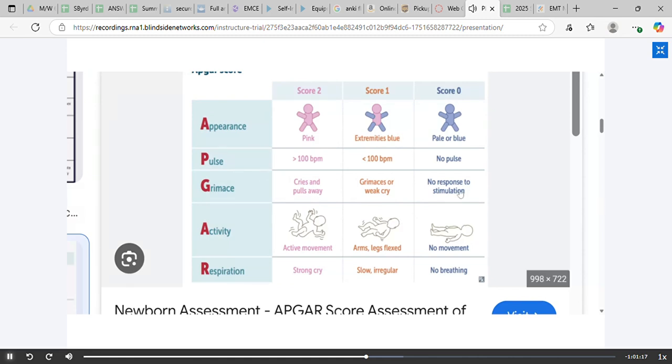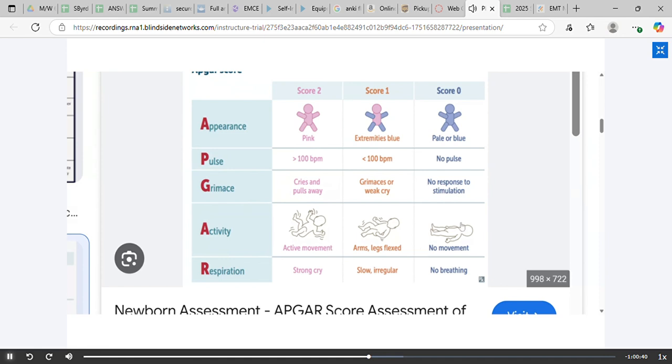G stands for grimace. Okay, grimace, 0 is going to be no response to any kind of stimulation that you do. And remember, you're stimulating this kid, right? You're rubbing on them, you're flicking their feet, you're wanting them to cry and breathe and all that kind of stuff, right? If they're not doing it on their own very well, then you're stimulating them to do it. Okay, so a 0 is going to be no response to that stimulation. A 1 is like a minimal response or kind of a weak cry. And a 2 is that strong cry and strong movement with your stimulation. They're trying to pull away from you, and that's a good thing.